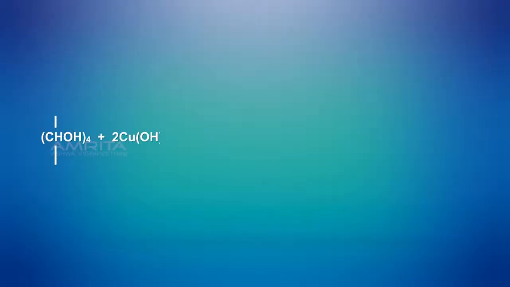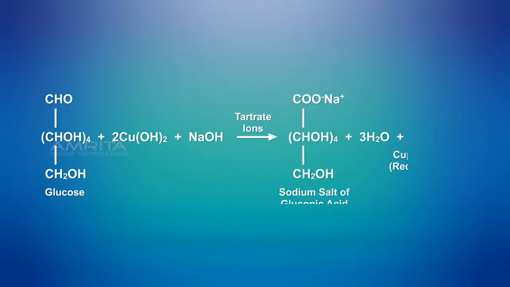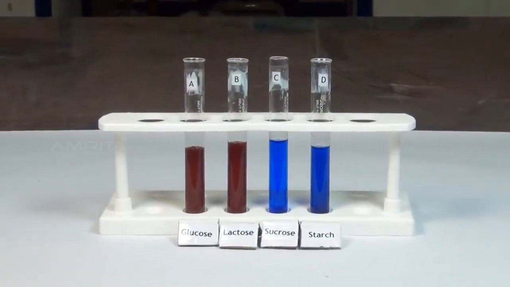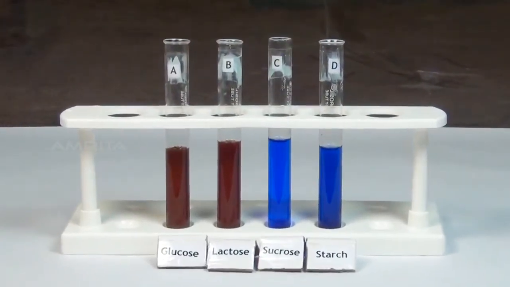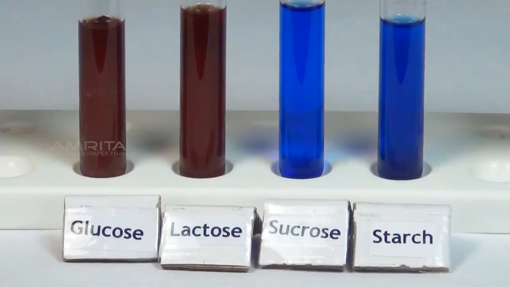The reducing sugars, glucose and lactose, reduce the copper-2 ions in the test reagent to form red precipitate of cuprous oxide, whereas no such precipitate is formed from the non-reducing sugars, sucrose and starch.